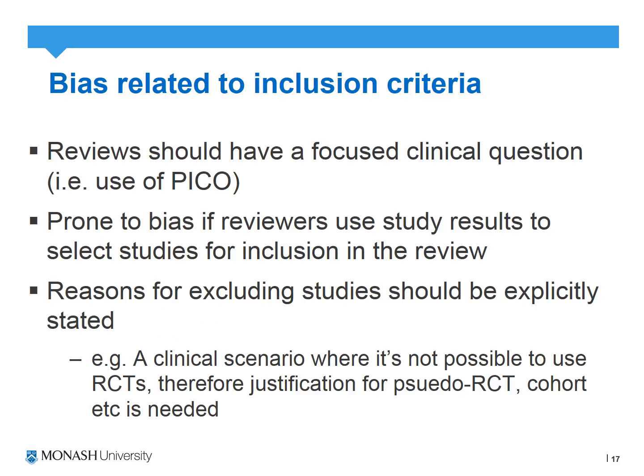So again, just highlighting the biases. With inclusion criteria bias, the criteria should relate specifically to the PICO question, and there needs to be a reason as to why you're including certain studies and excluding other particular studies. So it needs to be, I guess, pragmatic at the very least.